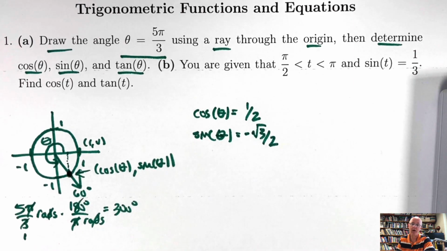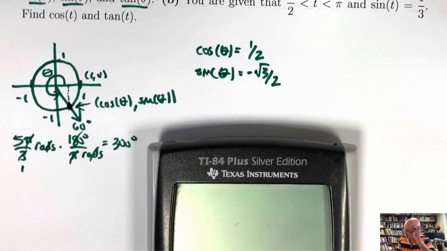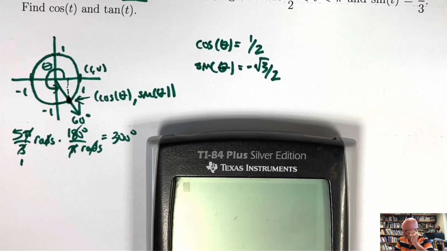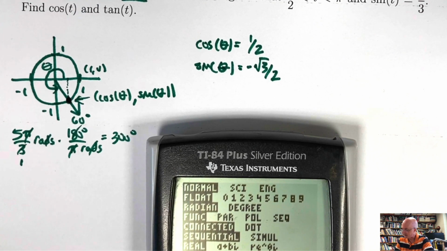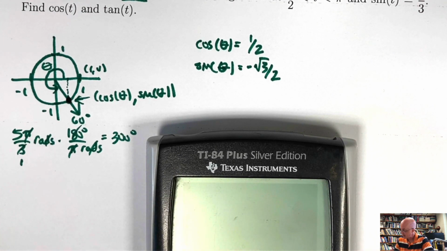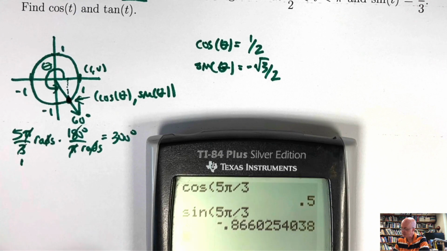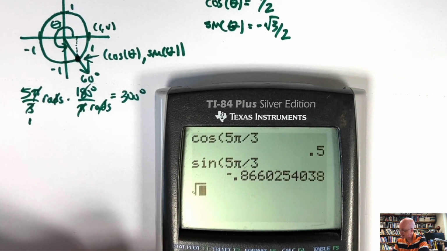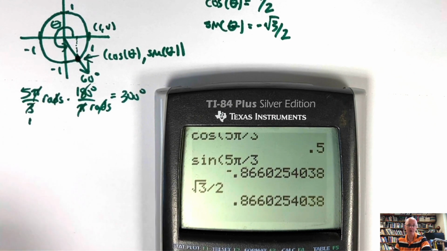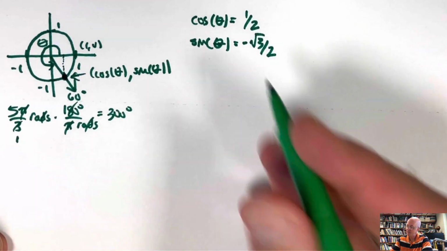Now, if you were unsure and you got your technology, you can go ahead and calculate these things. Make sure your calculator is in radian mode, which mine is in, though we could convert to degrees as well. Cosine of 5 pi over 3 is indeed 0.5, positive 1/2, and the sine of 5 pi over 3 is -0.866 approximately. And if you go ahead and find square root of 3 divided by 2, that is positive 0.866. Okay, so we have confirmed that these are the right answers with technology.